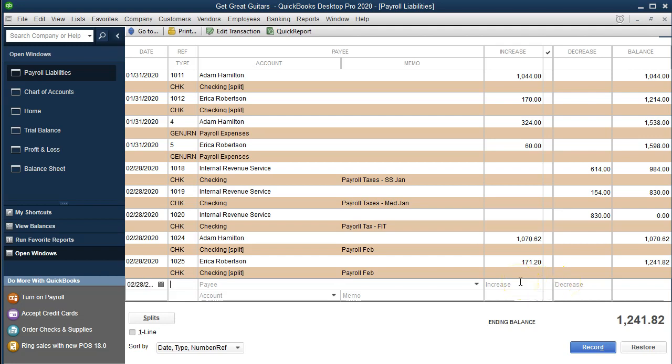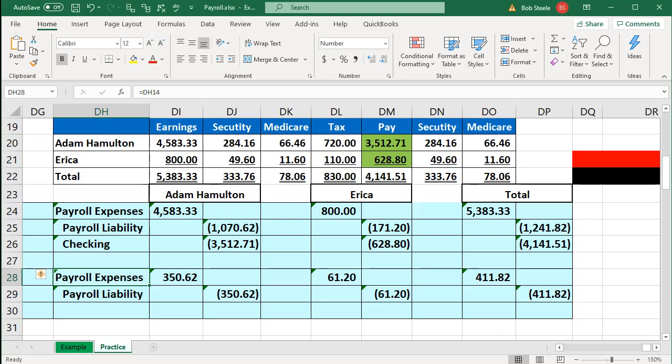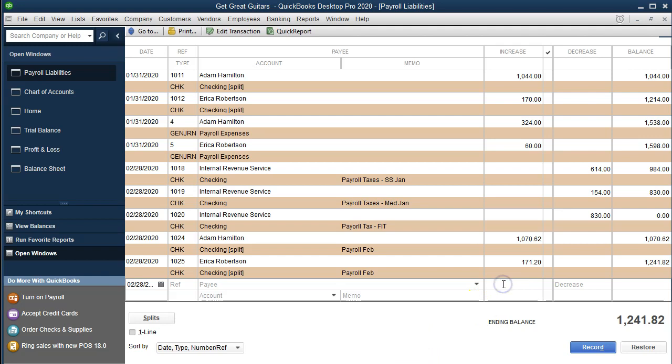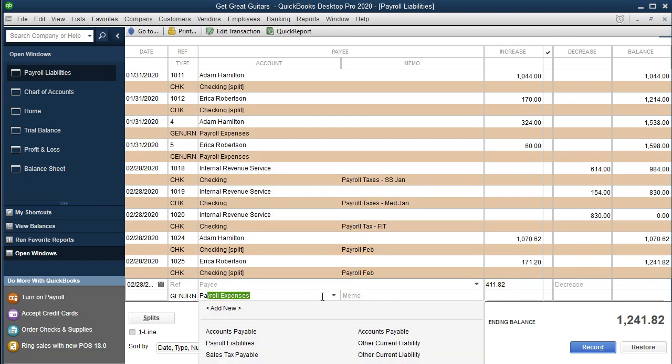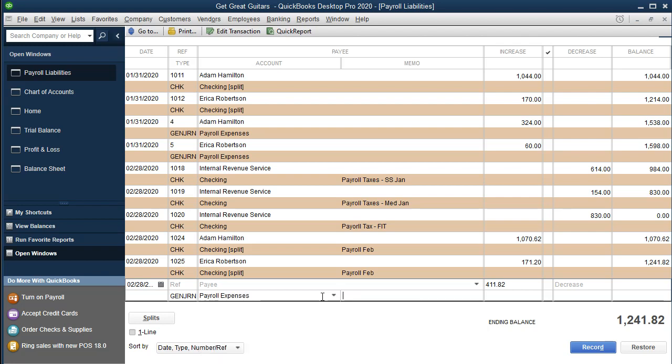Okay, so then we're going to say that we have an increase to the liability of the 411.81, which you can find here, or it's going to be the sum of these two, 411.82, I should say, because that's the right number. So that's going to be 411.82, and then the other side is going to be going to payroll expense. It should really be payroll taxes. These are the payroll taxes, but that's okay because that's what QuickBooks usually does. So I'm going to keep with that tradition, and we're going to say record that.